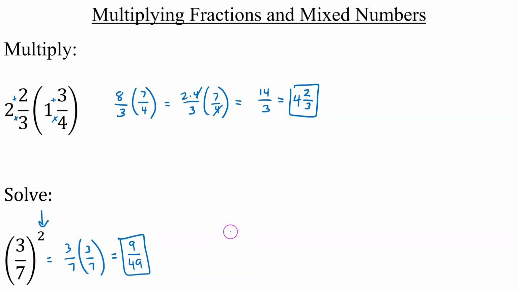Another way you could have approached this is if you have parentheses like this, you could put an exponent on the numerator and the same exponent on the denominator. And then 3 squared, that's 3 times 3. 7 squared is 7 times 7. 3 times 3 is 9. 7 times 7 is 49. Again, just 2 slightly different ways to think about it, but you get to the same place.